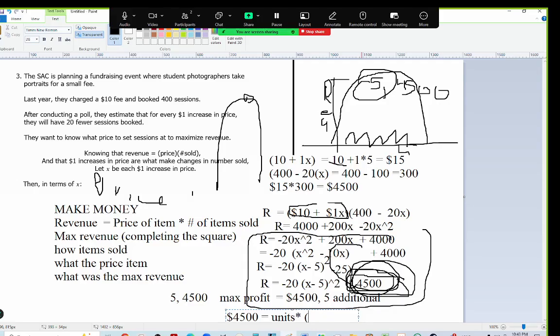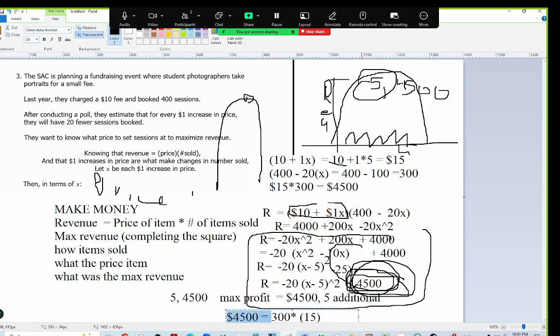Okay, so you know the original price was this. So we simply substitute in the X value of our vertex, 5, to figure out our new price. Our original units was this. We simply sub in the X value of our vertex to get our new units. We can confirm we got the right numbers because 300 times 15 is 4,500.